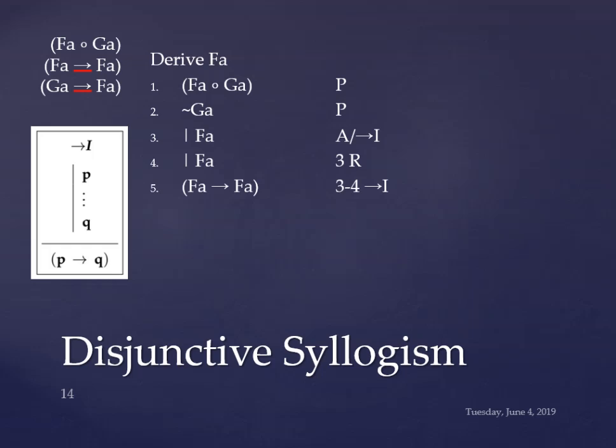Now we have 2 of the subtargets. We got this one and we got this one. Now we've got to make GA arrow FA. So we've got to do conditional introduction again. You would think that I'll assume GA, because that's what the rule tells me to do. I assume my antecedent. Now I need to derive my consequent. Here's something you might be tempted to do. You might think, well, I've got an FA right up here on line 3, and I'm just going to grab it. I'm going to use my repetition rule and be done.